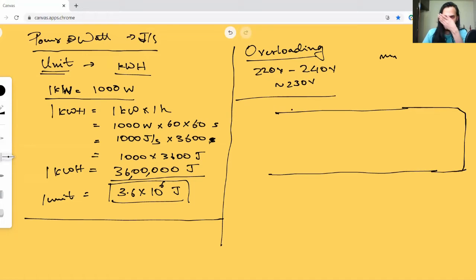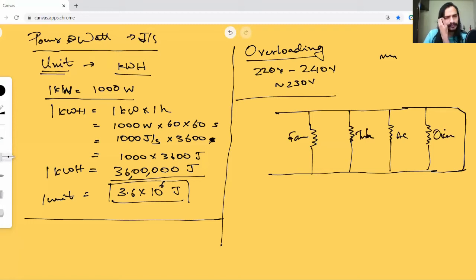Okay, this is going in, going out. Now, any appliance that you connect in your house has to be connected between these two wires. Say, for example, I want to attach a fan over here. I'll call this a fan. Say I want to attach a tube light here. Say I want to attach an AC here. Say I want to attach one oven or whatever. Throughout your house there are multiple appliances.